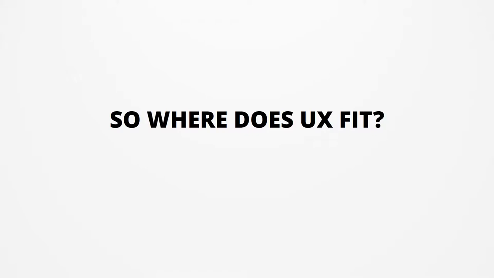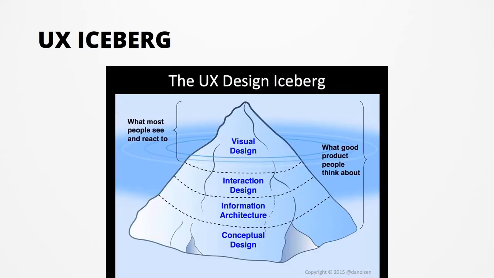Well, what I want to show you next is another sort of visualization of what user experience design can be. It's an iceberg. So I believe that user experience, in order for it to be good, needs to incorporate some of every level of this iceberg. Many people perceive user experience as being primarily about the user interface or UI. In this diagram, it would be the visual design. But in order for it to be a really strong user experience, it must include some level of interaction design, information architecture, and conceptual design. That's what makes for a great product and a great user experience.